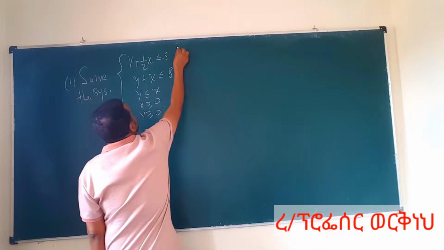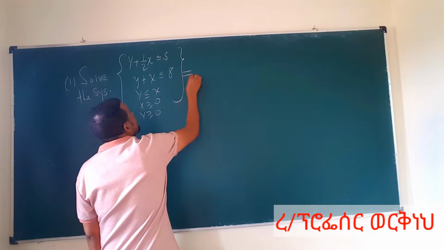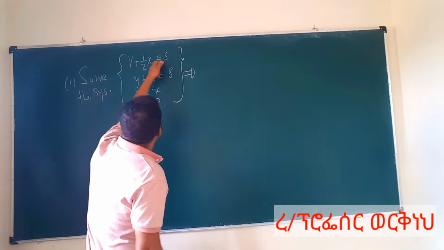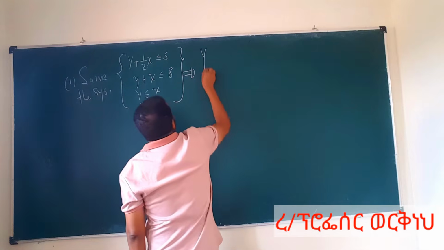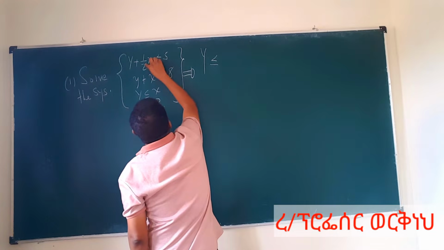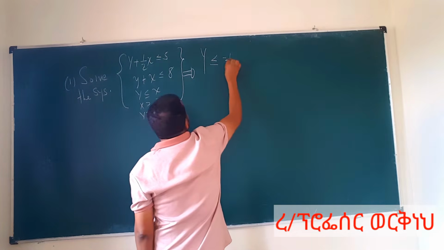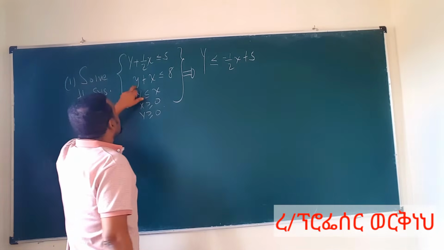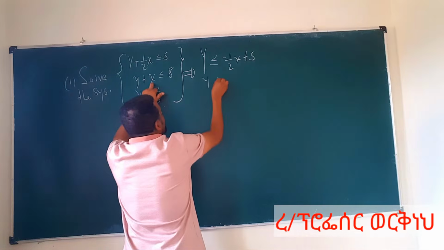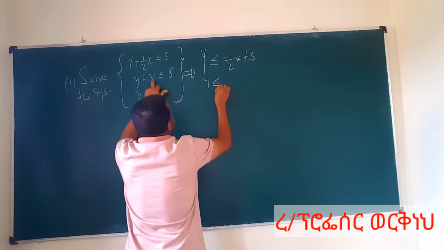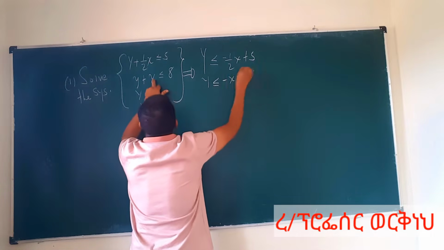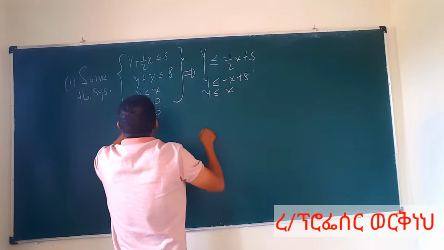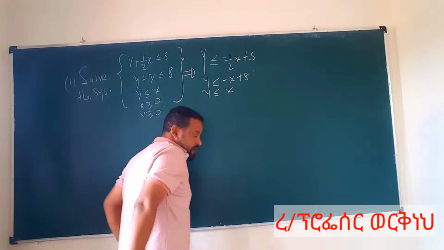So our first task will be describing these inequalities in terms of y. That means y plus 1 over 2x, we bring this to the other side. So this will be y is less or equal to negative 1 over 2x plus 5. And for y plus x, y is less or equal to what? Negative x plus 8. And this is correct. y is less or equal to x, no problem at all. x greater than 0 and y, no problem at all.